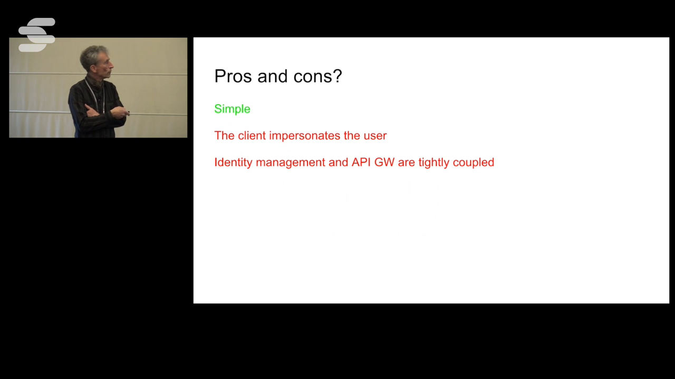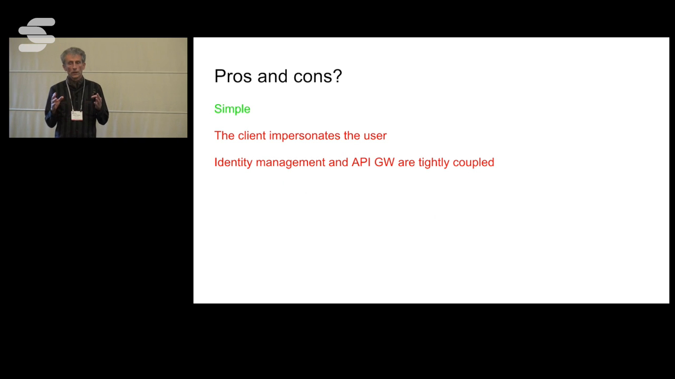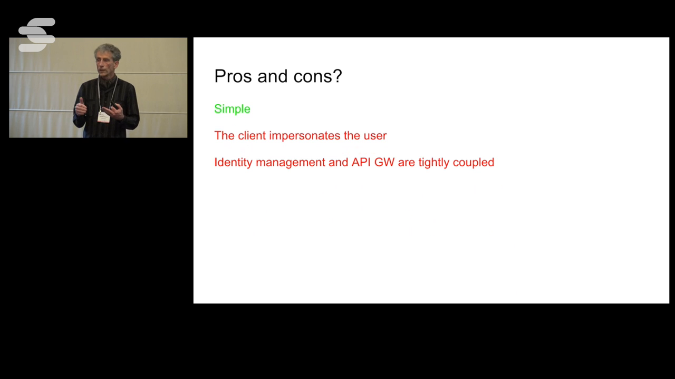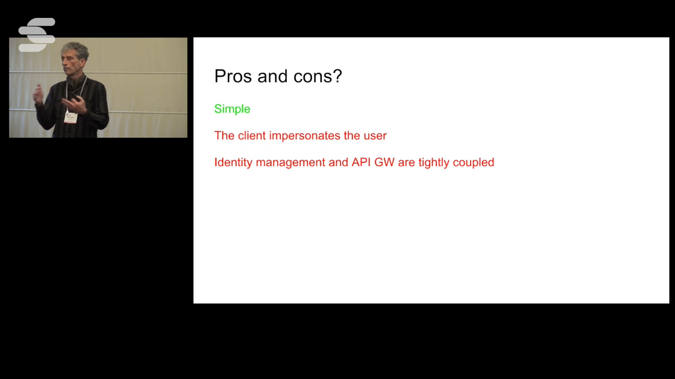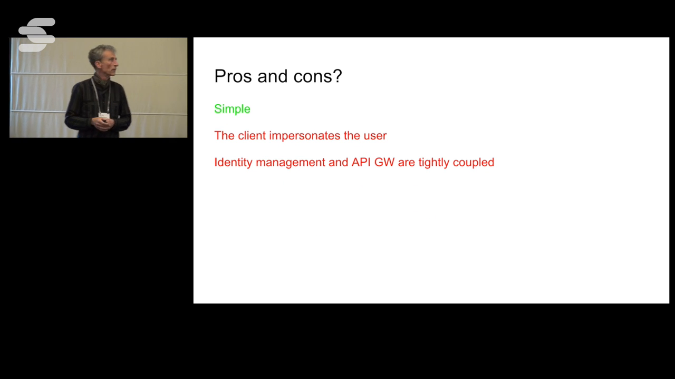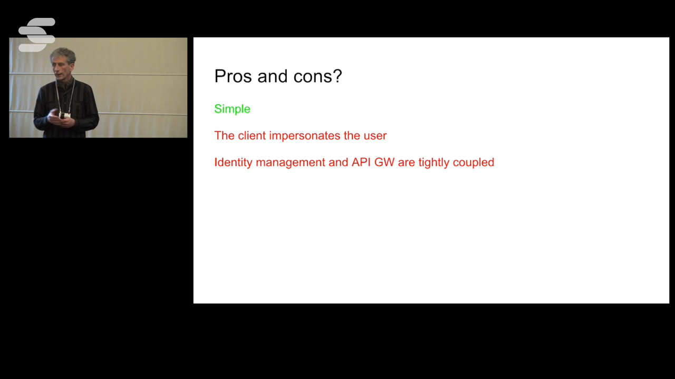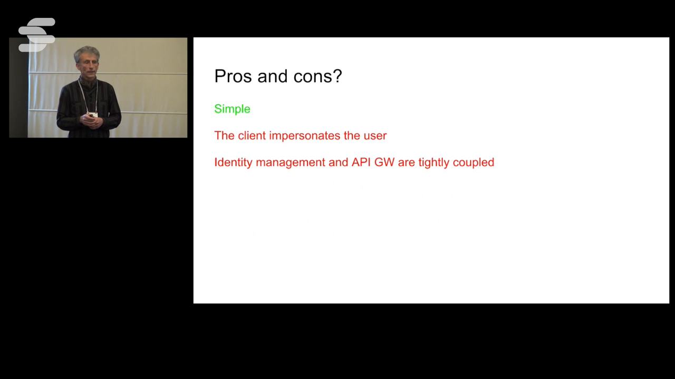You also have the problem of a very tight coupling between identity management and the API gateway. This is a pattern that you see very often. I would say that most of the API gateways currently in use have this very tight coupling, i.e. they actually do user management in the API gateway. It's a plugin of the API gateway, it's a basic feature of the API gateway, whatever. But they tend to be tightly coupled. I think that is an anti-pattern.